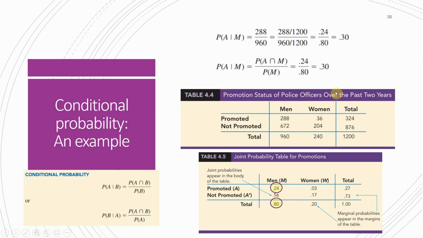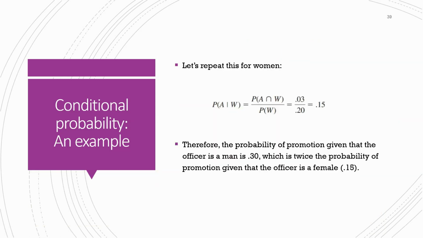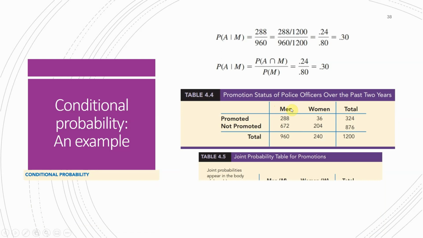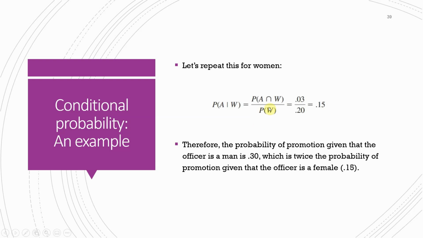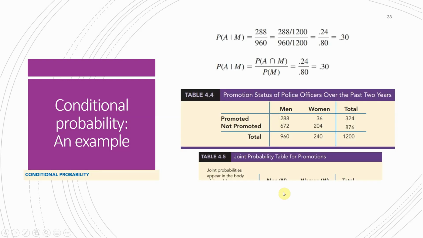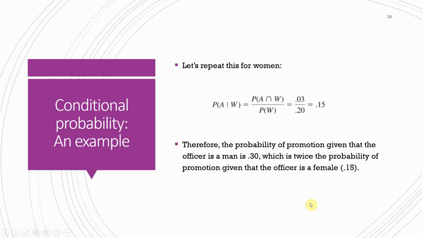So we now know the conditional probability, the probability that you get promoted given you are male. So let's repeat this for females, because remember, we want to compare them to see if there's possible discrimination, right? So the probability that you get promoted given you're a woman is equal to the joint probability that you're a woman and get promoted, right? Let's go back to our table. What is it? The joint probability, the probability that you're a woman and you get promoted, is 0.03, right? Divided by the marginal probability, the probability that you're female, that you're a woman, is 0.2, right? And divide those together and you get 0.15.